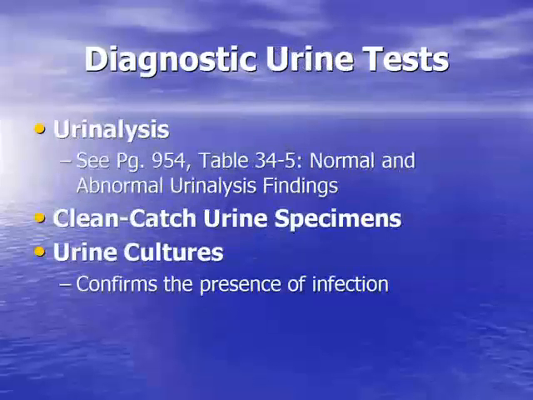Another common test that's done is just a basic urinalysis, and please disregard the page that's listed on that. That's from an older book. Your current textbook, it's in the speaker notes what pages to look at. But typically on a urinalysis, we see that a specific gravity of 1.005 to 1.030 is considered a normal value.